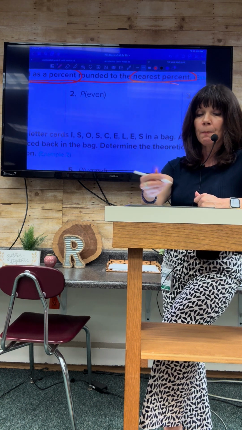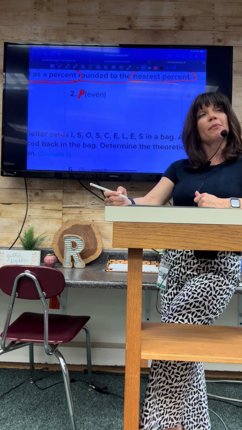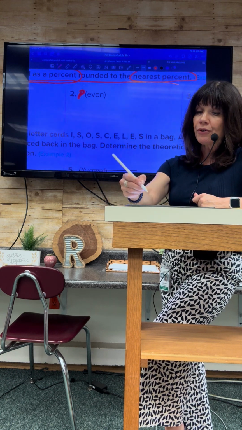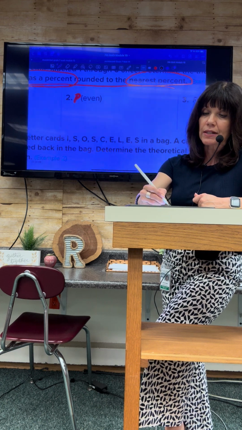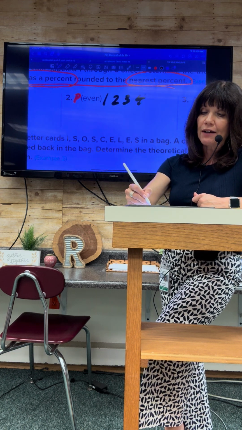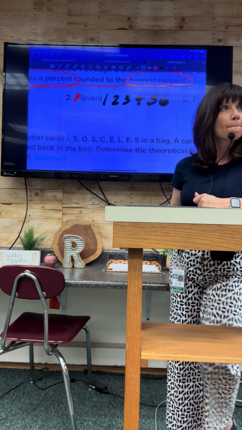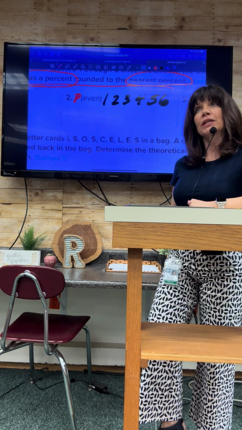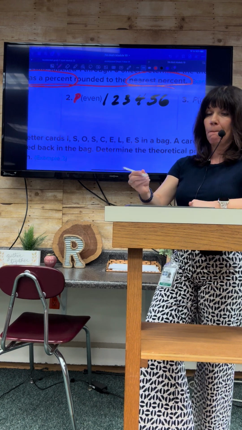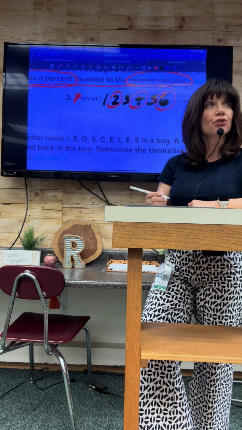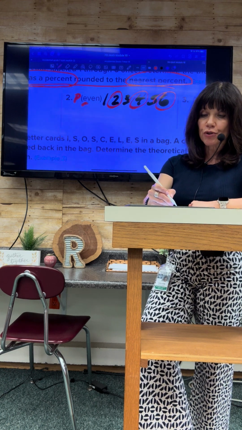All right, number 2. We want to know what is the probability of the event of landing on an even number. Class, write your numbers again. I'm going to write mine a little smaller this time, 1, 2, 3, 4, 5, 6, so I've got room underneath. Circle all your even numbers. Raise your hand if you can tell me all the numbers you just circled. 2, 4, 6. Excellent. How many numbers did you circle? 3. That is your numerator.